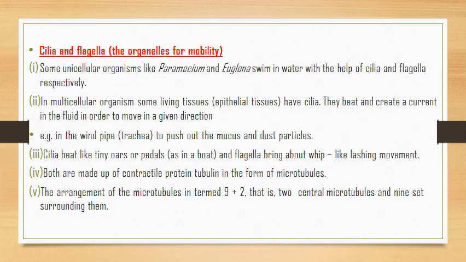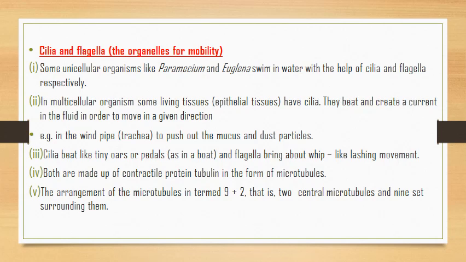Cilia and flagella. Some unicellular organisms like Paramecium and Euglena swim in water with the help of cilia and flagella respectively. आप सबको समझ में आता हो, समझते होंगे cilia छोटे होते हैं और flagella बड़े होते हैं. Cilia नंबर में ज़्यादा होंगे और flagella नंबर में कम होंगे.